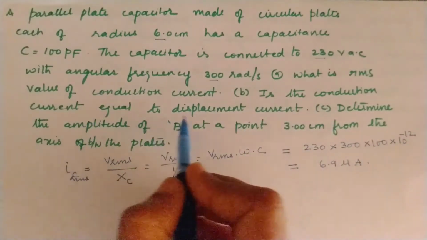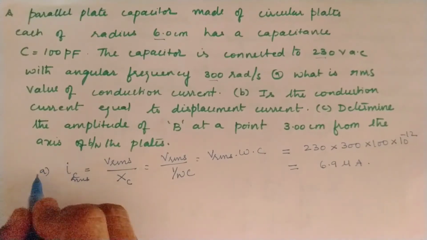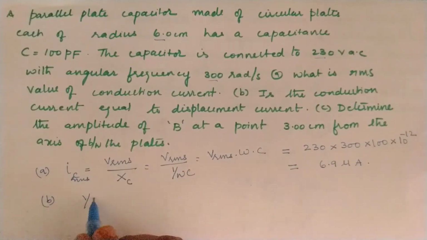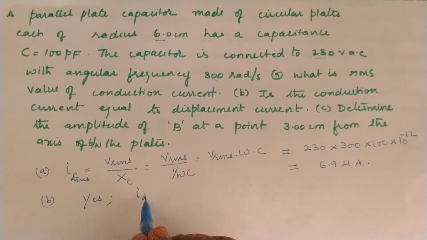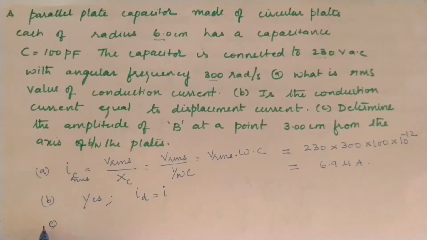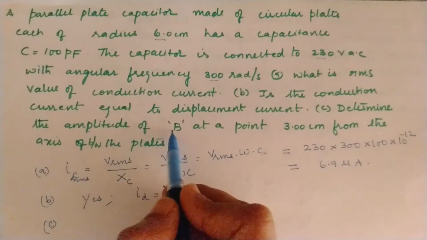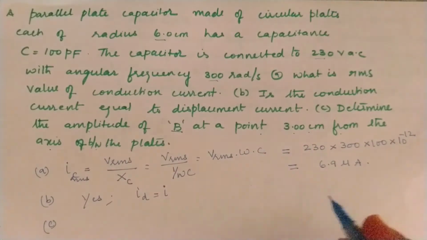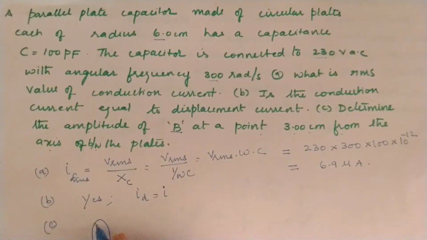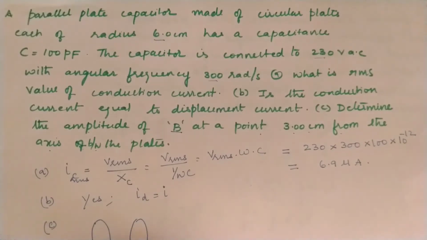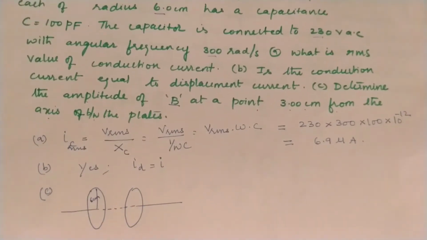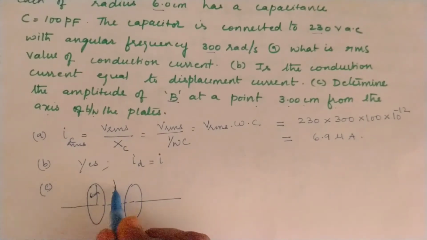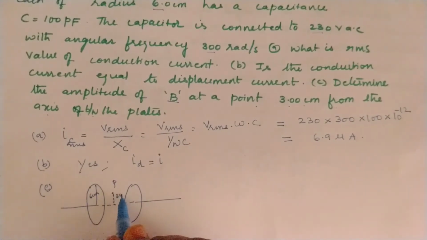Then is conduction current equal to displacement current? Okay, first bit we already got the answer. Yes, conduction current is equal to displacement current. Then C bit. Determine the amplitude of magnetic field at a point which is 3 centimeter from the axis between the plates. So let us assume that this is the radius of the plate, two circular plates whose radius is 6 centimeter. Okay, I can consider this as the axis. They want you to calculate the magnetic field at this point P, which is at a distance of 3 centimeter.